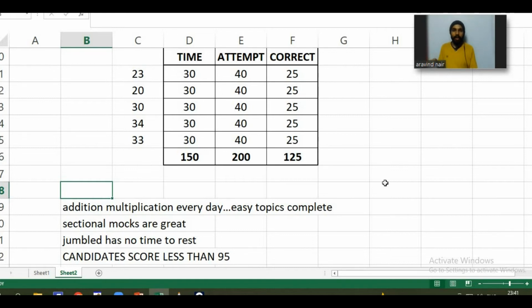So giving a mock every day, for me, I don't do that. I will advise not to. Maybe once every 3 days, once every 4 days, great. But once every alternate day, don't do it.